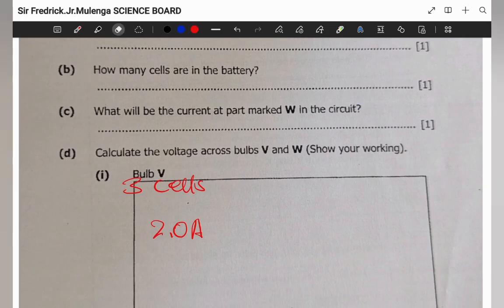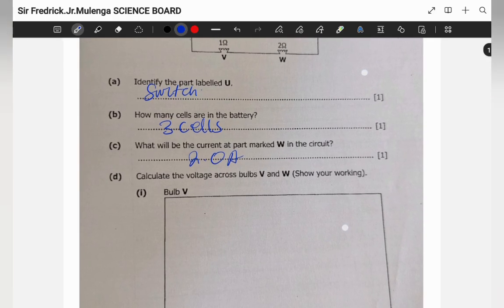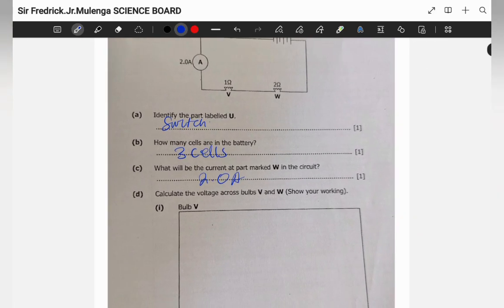Calculate the voltage across V and W. Okay, so how we are going to handle this is that we correct the data for this problem. So current is the same, so it will be 2.0 amps. Then at V, what is the reading of our resistor there? Actually, the resistance there is 1 ohm.